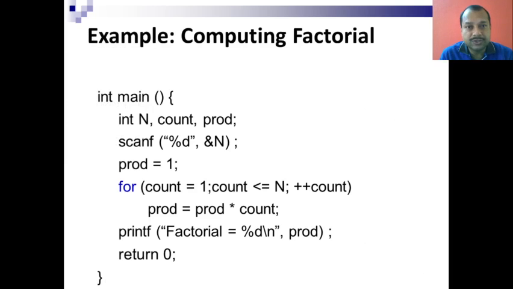Now let us demonstrate that using an example of computing factorial. This is a very simple example. In the while loop also we demonstrated this example. So first int main, and then I am declaring 3 integer variables: int n, count and prod, short form of product. Here you can write factorial as a variable name, it's up to you. Next I am reading from the user the number whose factorial I will compute.